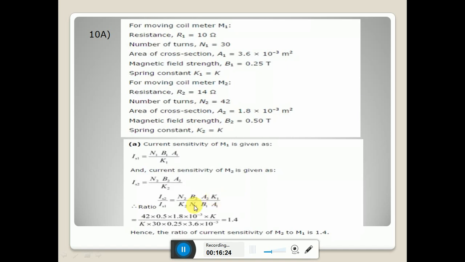Here K1 and K2 are both the same, because the spring constants of both the coils are given the same value. So you can neglect that, and if you substitute the remaining parameters and simplify, you will get the answer 1.4. So the current sensitivity of the second coil to the first coil will be 1.4 is to 1.